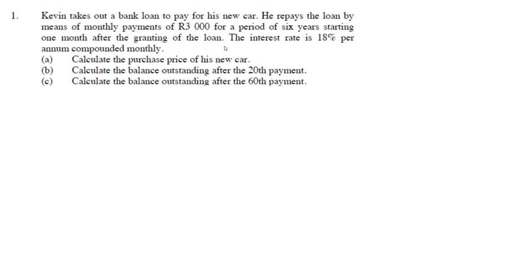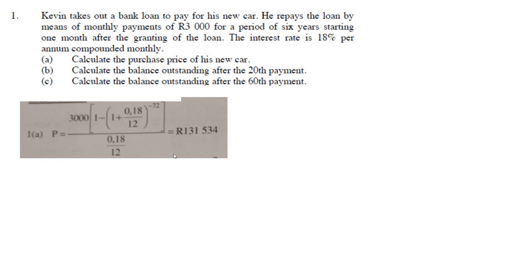Well, that's good, so we can use the formula. The interest rate is 18% per annum compounded monthly. Calculate the purchase price of the new car. So let's take a look at this. What did they do? Well, the purchase price is what he has to take the loan out for. So that's why it's P equals.